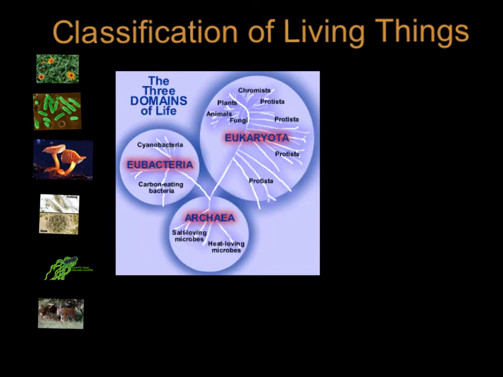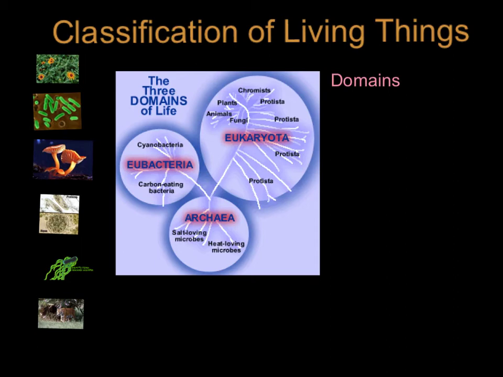Living things are divided into three groups based on their genetic similarity. The three groups are Archaea, Eubacteria, and Eukaryota. Okay, our Archaebacteria are very ancient prokaryotic microbes. Eubacteria are more advanced prokaryotic microbes, and Eukaryota are all life forms with eukaryotic cells that include plants and animals. So these are all called domains.